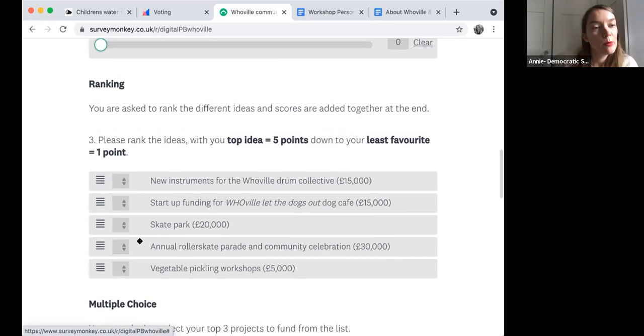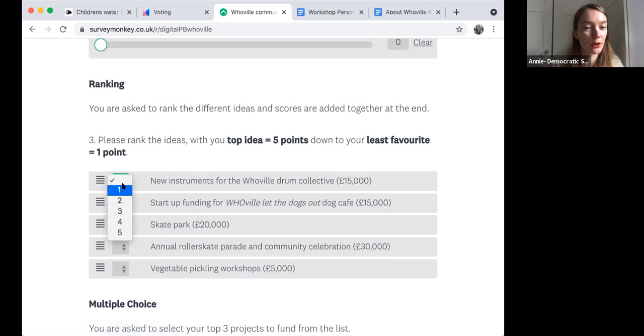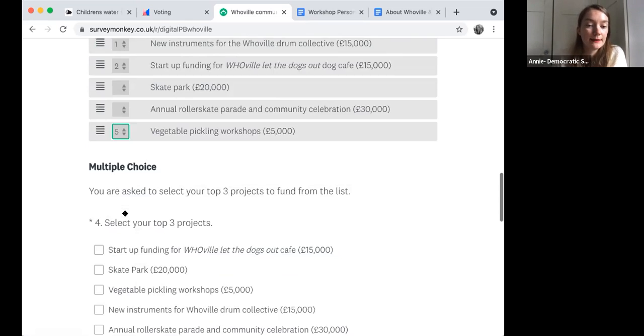Ranking, so this takes a little bit more time, but it's getting people to look through each project, and they have to vote for each project. It's not just one. So you can make it enforced, so they can't submit until they've completed each project, or it's optional. If they can't decide on one, you could have another option there. So 1 point is your least favourite, 5 is your top favourite, so you can rank it like that.